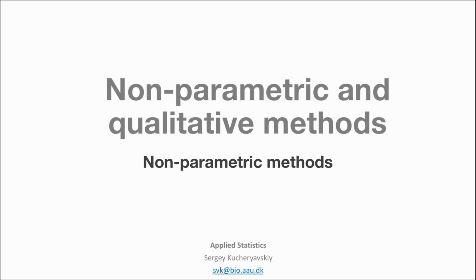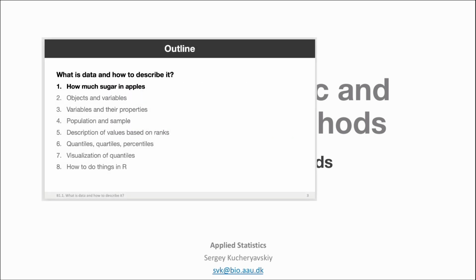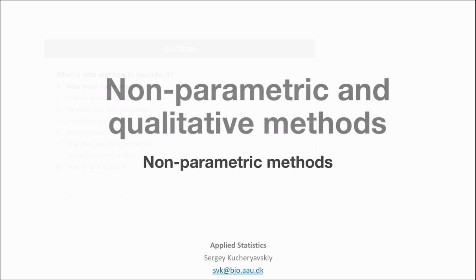Finally, the last learning sequence in the main part of this course is about non-parametric methods. You remember that we already discussed non-parametric methods in the very beginning, in the first learning sequence, where I showed you how to use non-parametric methods for describing your data. There we learned how to use median, quartiles, quantiles, percentiles, and so on. But now let's talk about how to make an inference using a non-parametric approach.